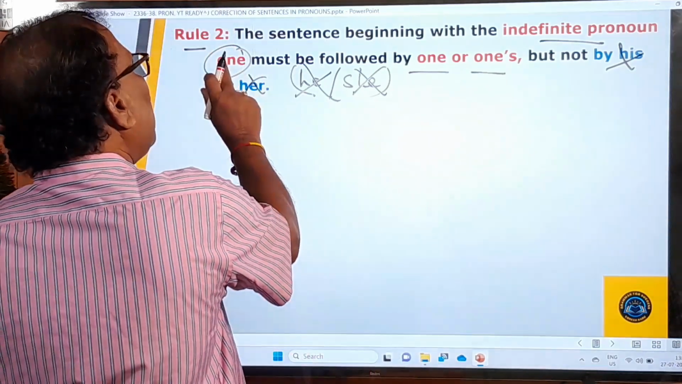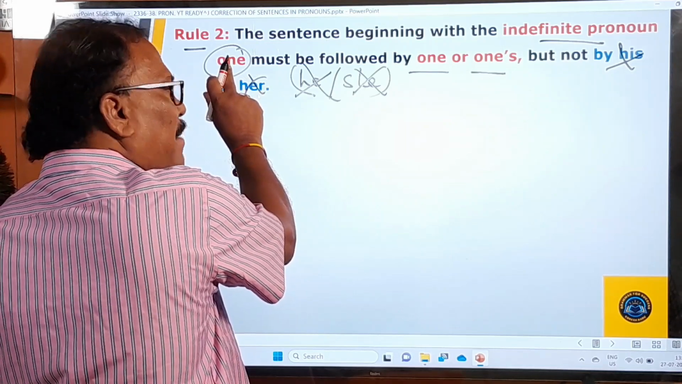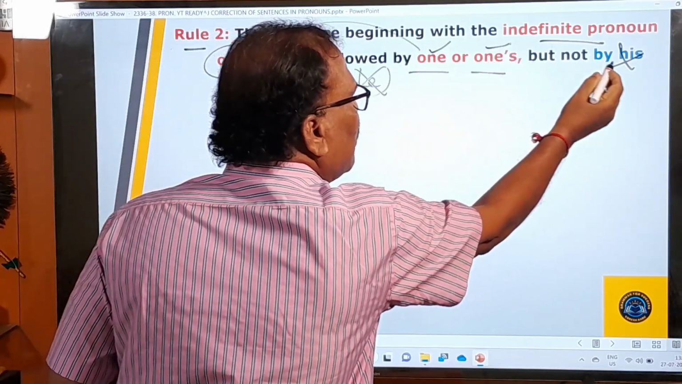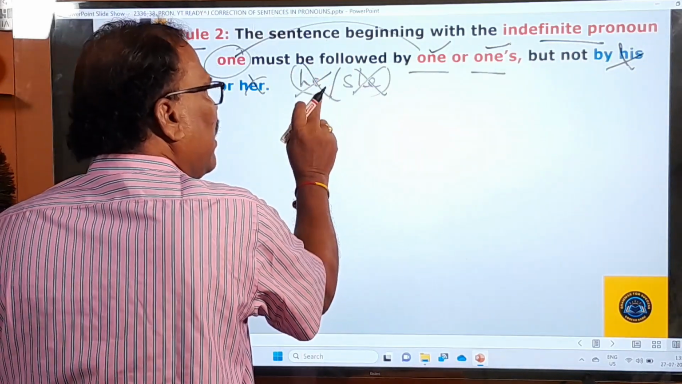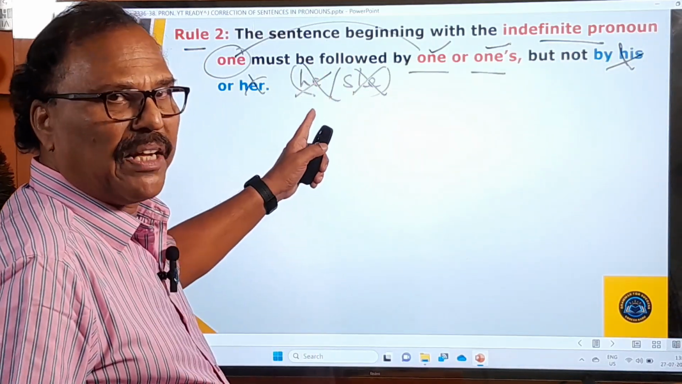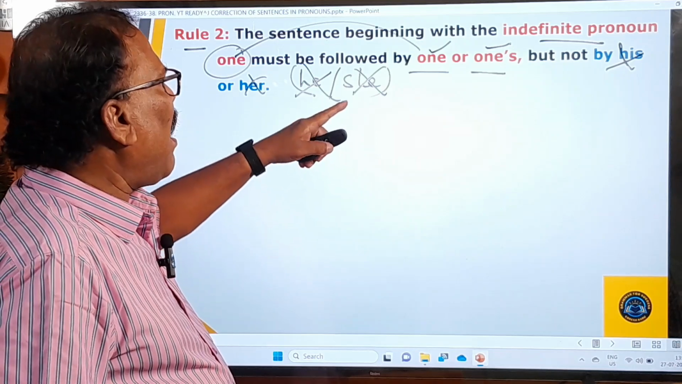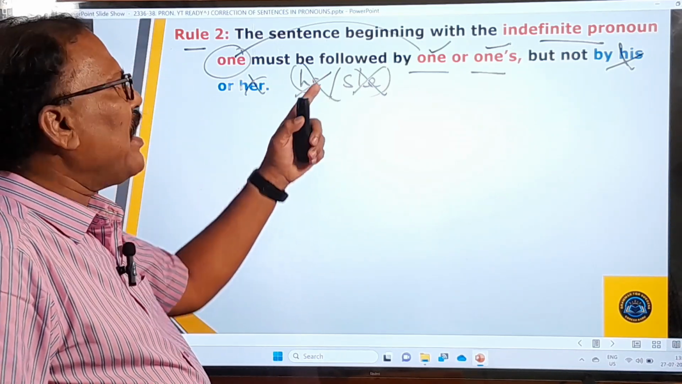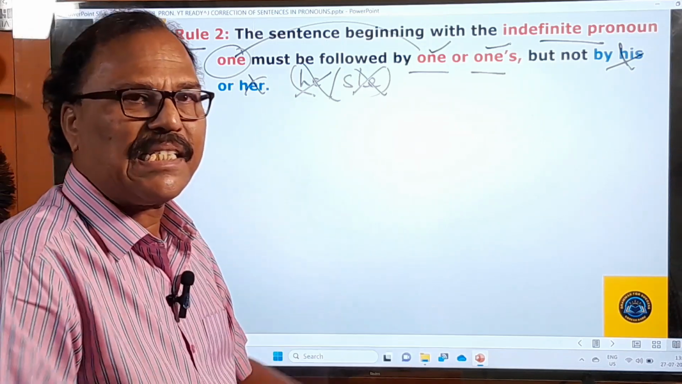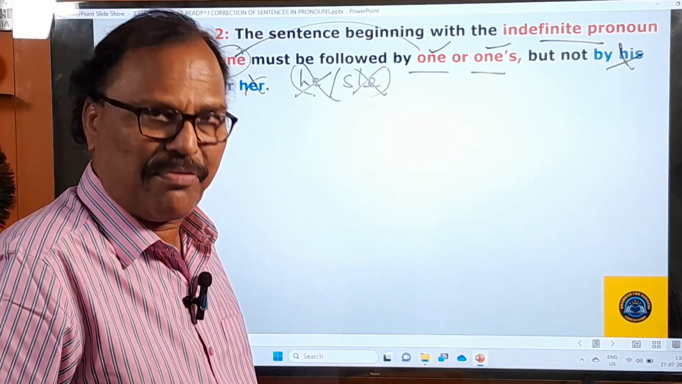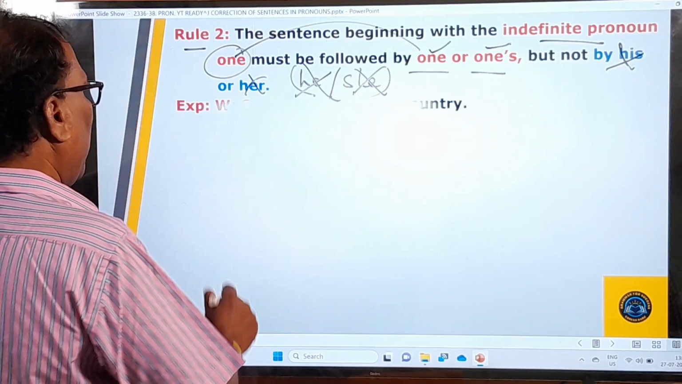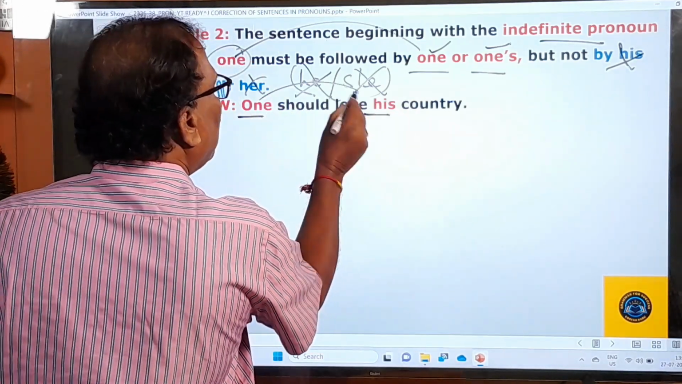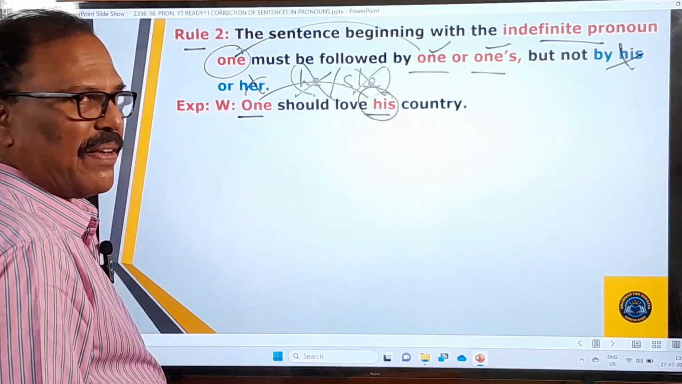And this one is an indefinite pronoun. After this, there must be only one or ones, but not his or her or he or she. Keep this point in mind. Against this rule, they give sentences in the examination only to confuse you. How? For example: One should love his country. See, after one, what is given? His is given.